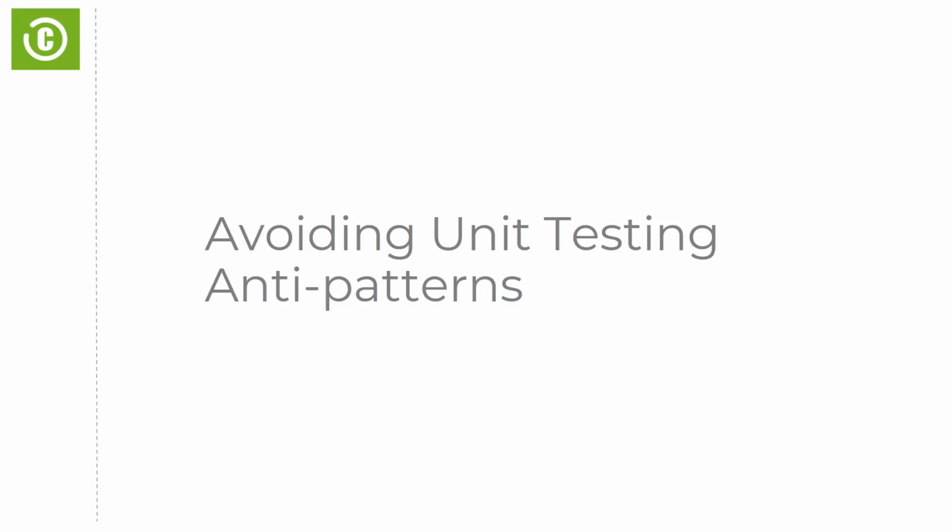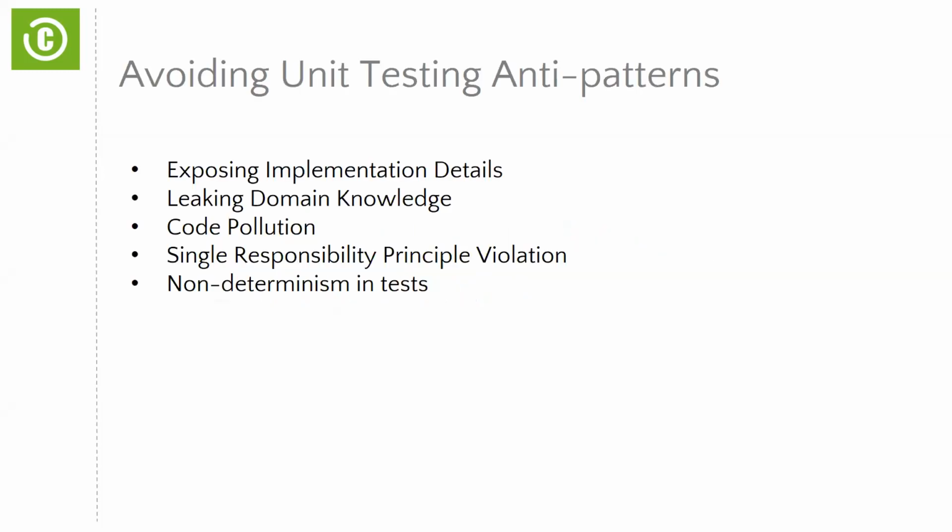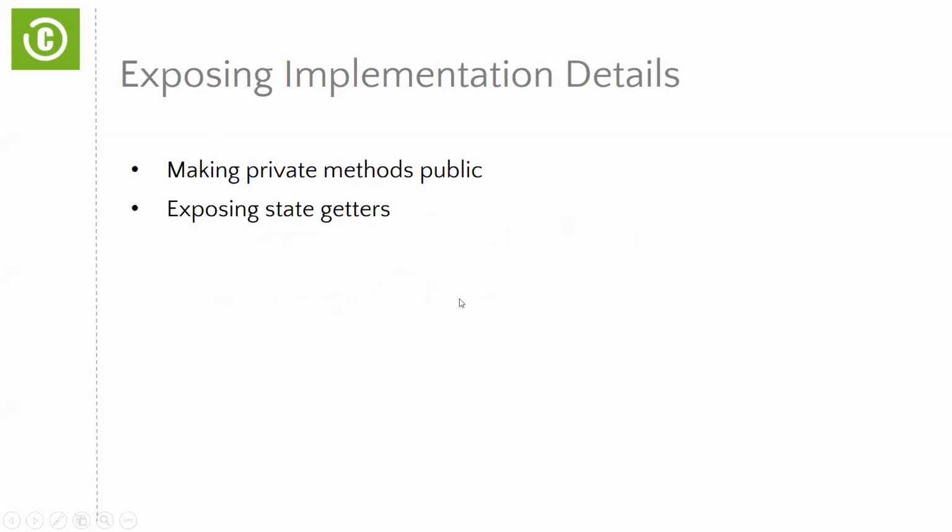So we must avoid the anti-patterns. I will be explaining different scenarios or situations where these anti-patterns are used, and I will be showing you how to avoid them and what the best practices or solutions are in those scenarios. So let's start. Here I have listed some of the anti-patterns I will be explaining: exposing implementation details for the purpose of unit testing, leaking domain knowledge to your unit test, adding pollution to your code, violation of single responsibility principle, and non-determinism in tests. I will be explaining these in detail with the help of examples in the next slides.